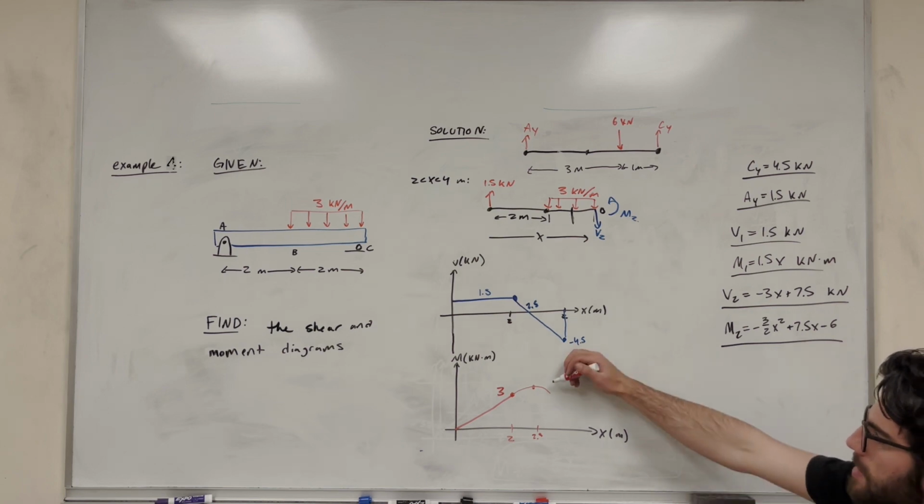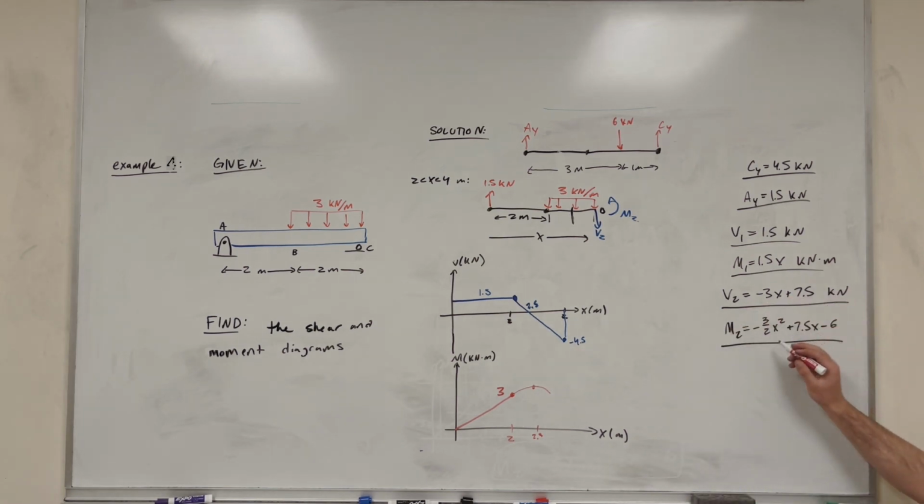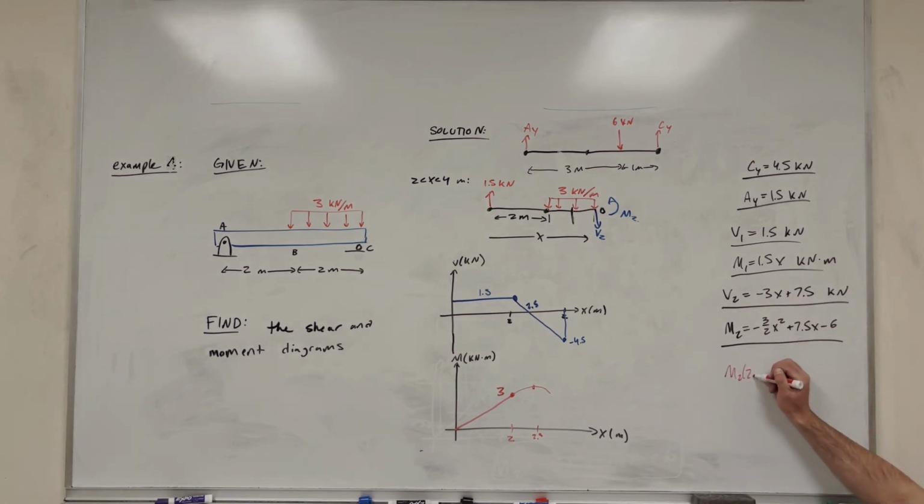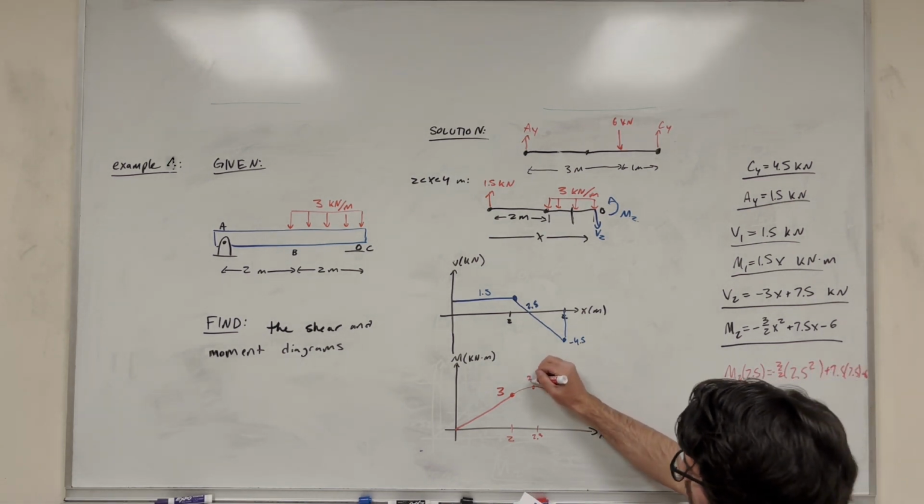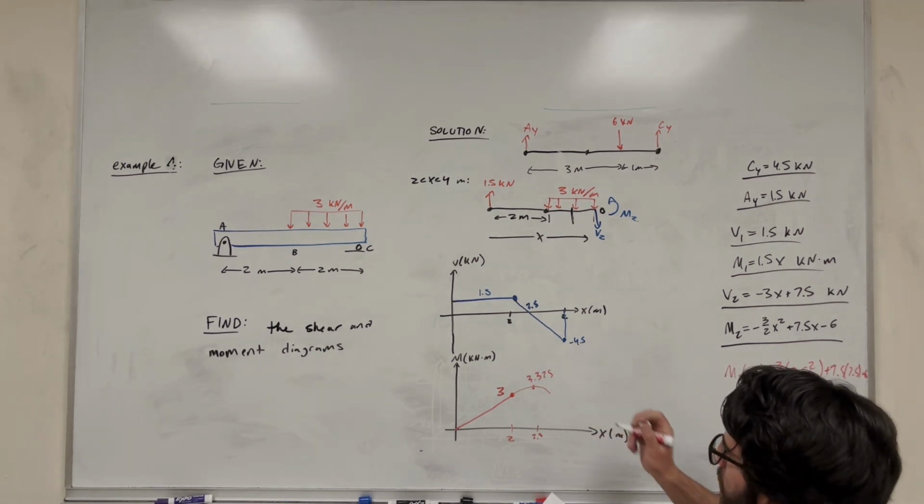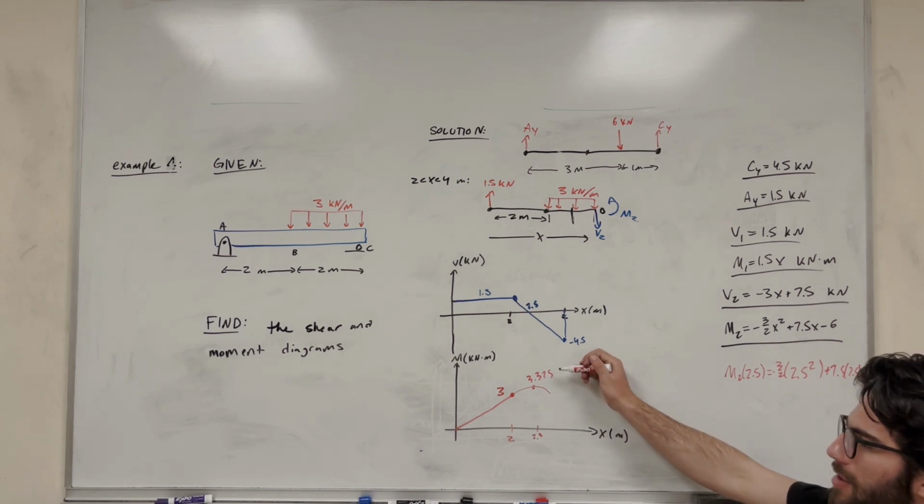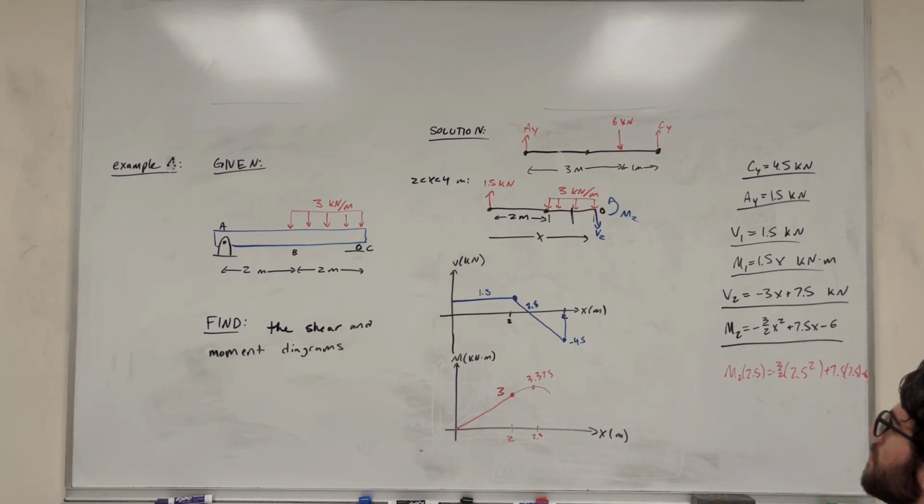And if we want to find the maximum of this point, we're going to plug in 2.5. So we can plug in 2.5 here. It's going to be negative 3 halves times 2.5 squared plus 7.5 times 2.5 minus 6. And you're going to find that that point is equal to 3.375. So our maximum moment is going to be 3.375 for this beam.